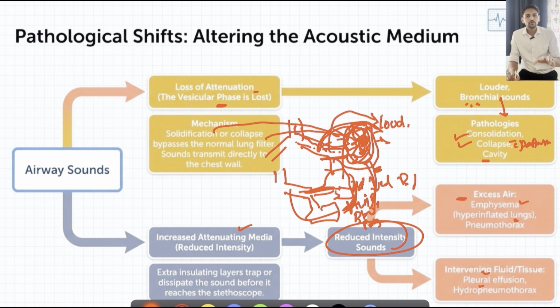So hope you have understood it. Vesicles will be normally filtering out, leading to normal vesicular breath sounds. If these vesicles are not doing their action because of some pathology, there will be direct transmission of high frequency sounds, leading to higher intensity of breath sounds, which we call bronchial breath sounds. And the conditions are consolidation, cavity and all. Otherwise, sometimes there will be excessive filtration of these sounds because of excess air media or excessive fluid media in between, leading to attenuation of breath sounds, causing decreased intensity of breath sounds.